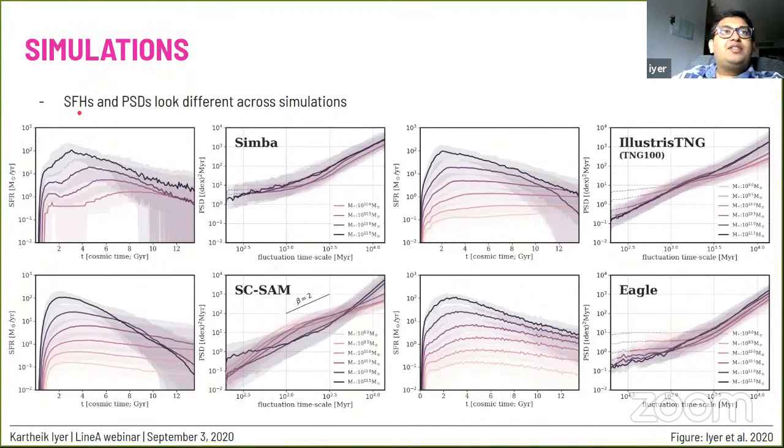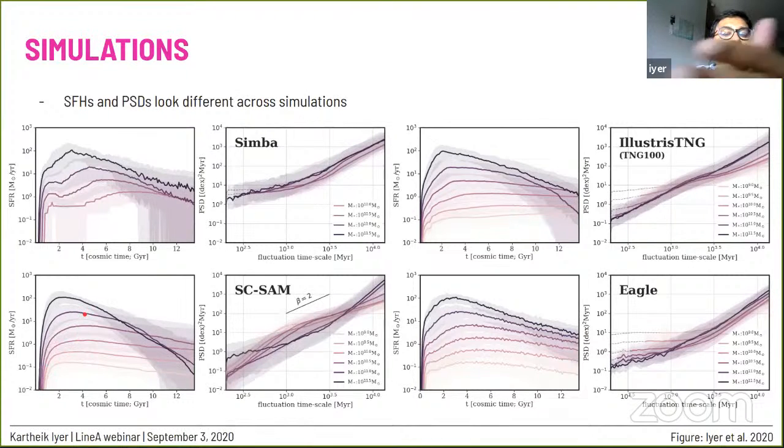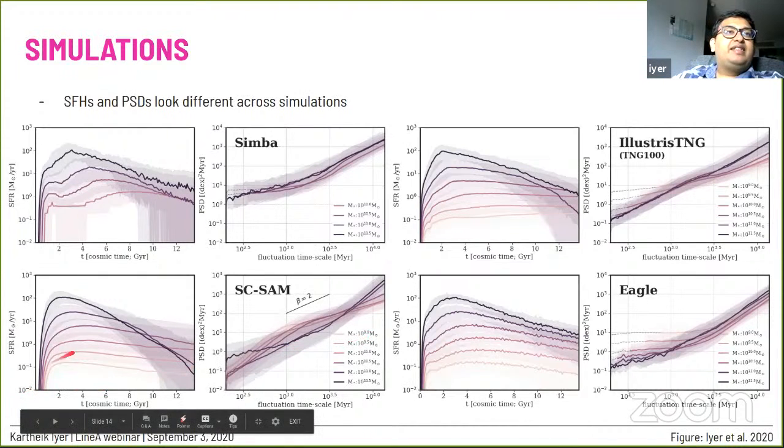So what the plots show on the left are the star formation history in bins of stellar mass. So you take all the galaxies that fall within a mass bin, and you find their median star formation history and you plot it along with the variance. On the right, we do the same procedure but for the PSDs. So we take each individual galaxy star formation history, find its PSD, then we take all the galaxies that fall within a mass bin and we find the median PSD of all of those galaxies and plot it on the right.